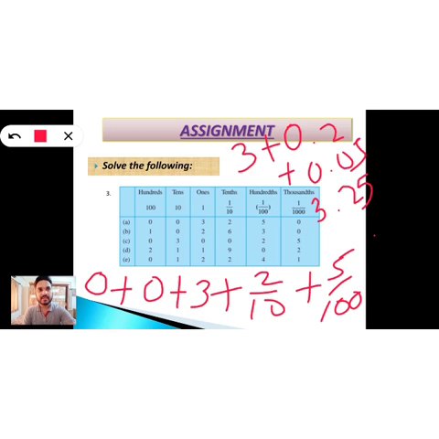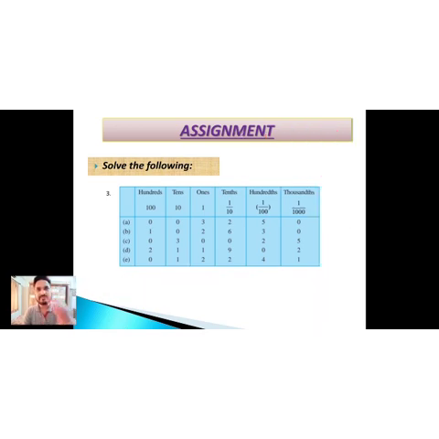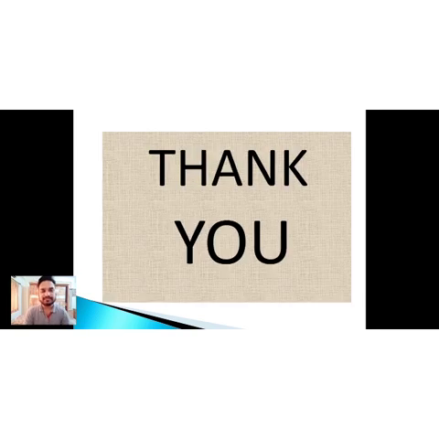By this we conclude that we can write decimals as fractions also.